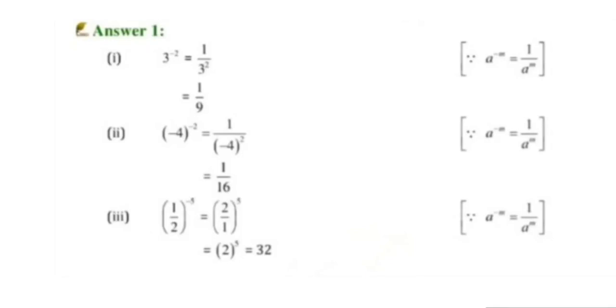Second, minus 4 raised to minus 2. Here also we will use same identity. So it will come 1 upon minus 4 square, and minus 4 into minus 4 is plus 16. So answer is 1 upon 16. Number 3, 1 upon 2 raised to minus 5. So here also we will use the same identity. So it will come 2 upon 1 raised to 5. So 2 raised to 5 times, so it will come 32. So question number 1 completed.